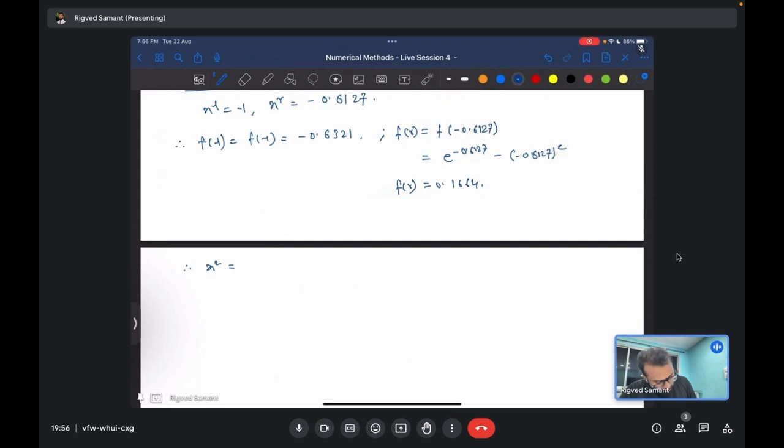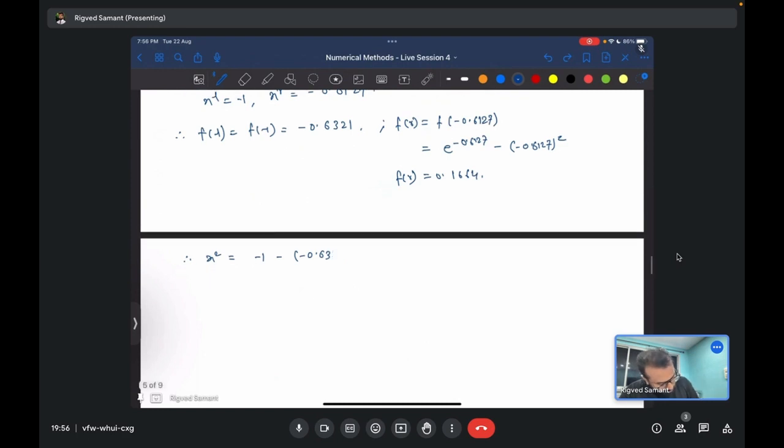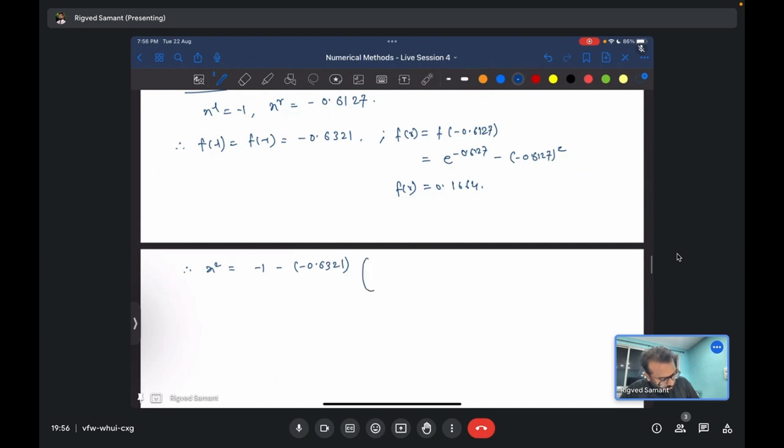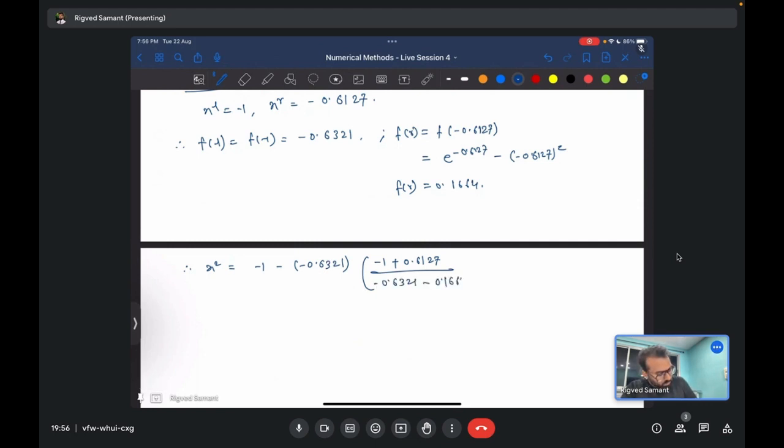x2 is xL, right? xL is minus 1, minus fL, which is minus 0.6321, into xL minus xR, minus 1 minus 0.6127, divided by fL minus fR, minus 0.6321 minus 0.1664. So x2 would be minus 0.6934.